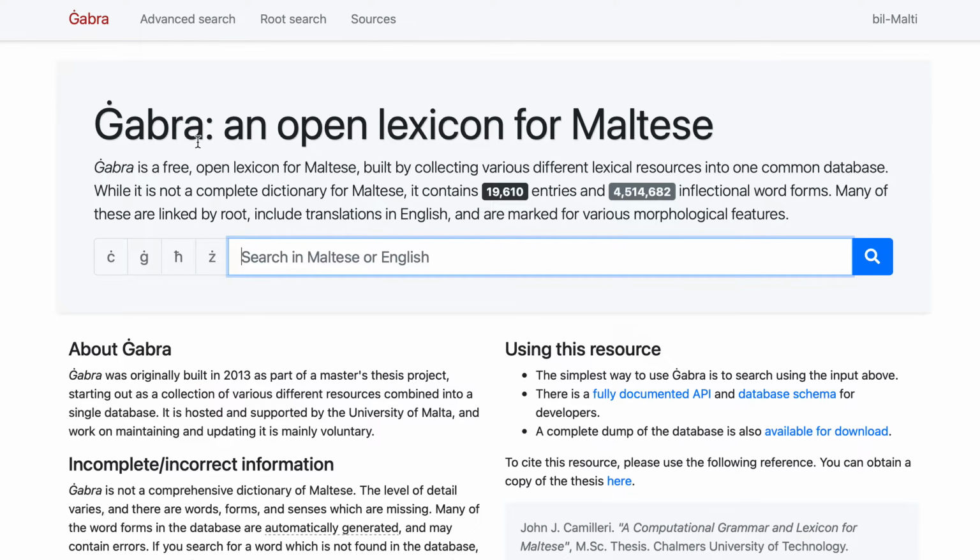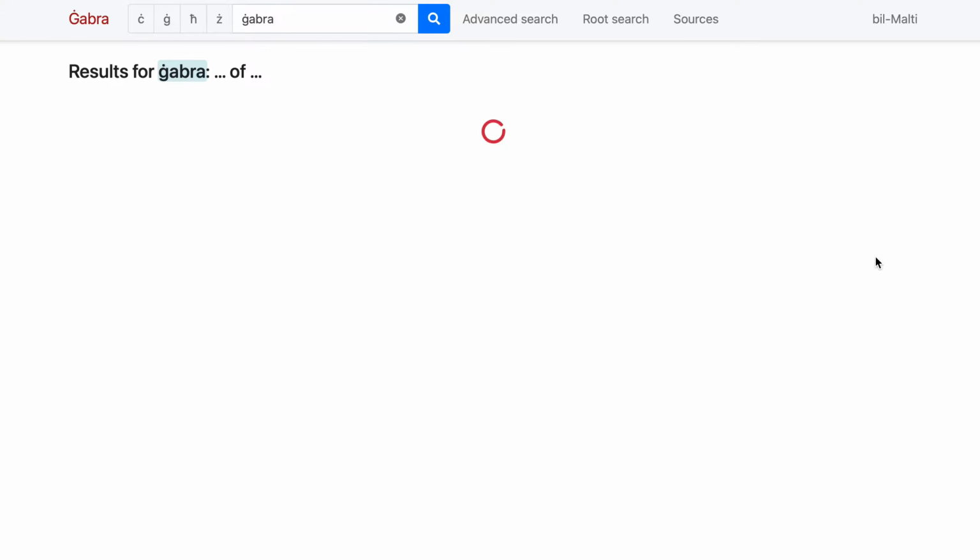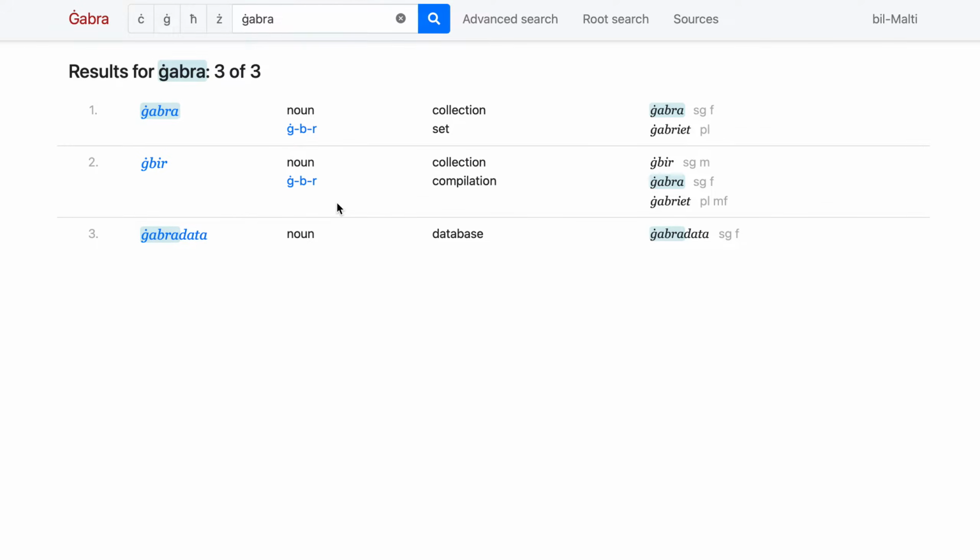So what does Ġabra actually mean? Well, we're on the website of a dictionary, so let's type in Ġabra and see what Ġabra actually means. There you go. When you type in a word, you get several results, and there's Ġabra, there's Ġbir, and there's Ġabra data.